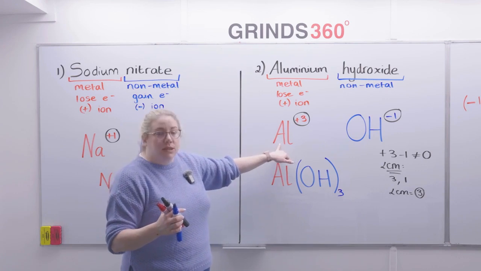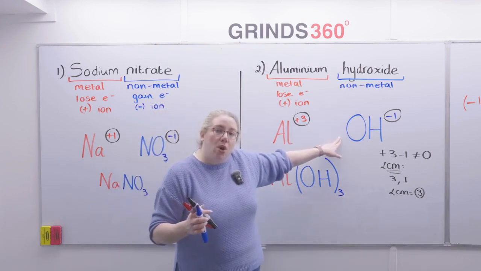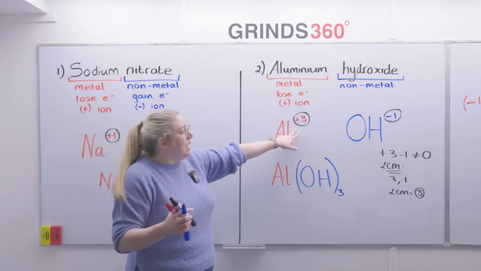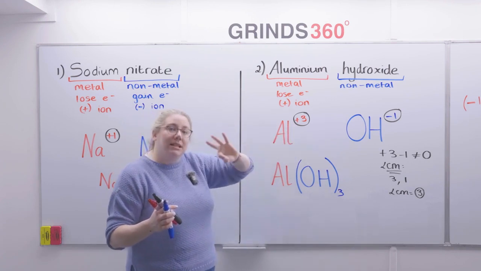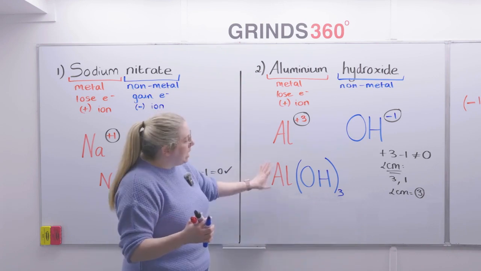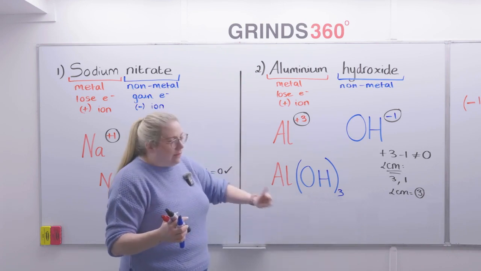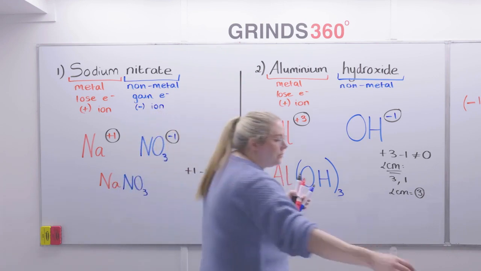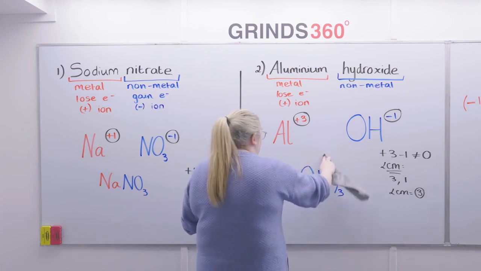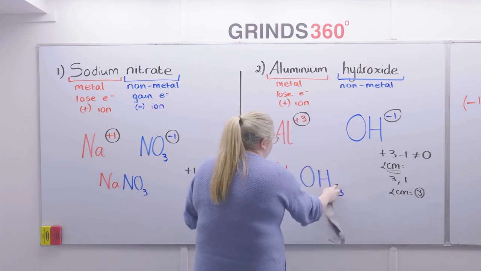Aluminium needs to lose 3 electrons, but a hydroxide can only gain 1. So for every one aluminium, in order to get rid of its 3 electrons, there have to be 3 hydroxides, and each one will take 1 electron. So now be careful here with your brackets. If you didn't put the bracket in and you put the 3 in there.